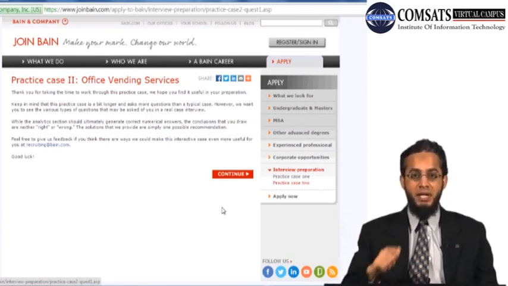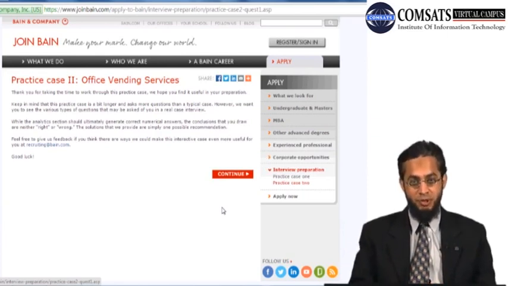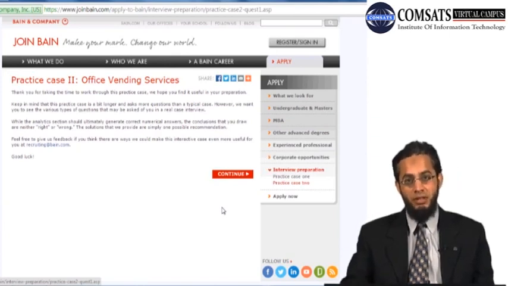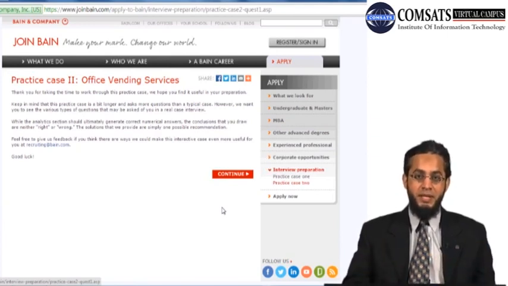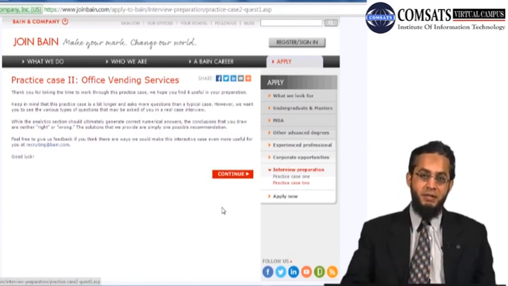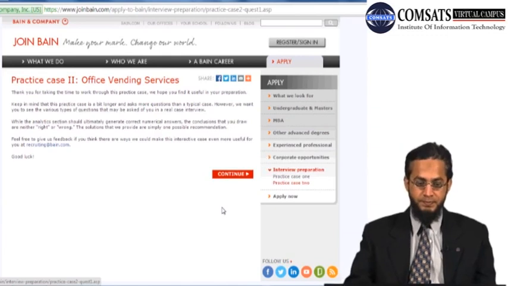So they assess the newcomers, the prospective employees, on the basis of case study methodology. And this process is called case interviews, where a case study is given, and then students, the prospective business employees, the management consultants, are asked different questions to assess their analytical ability.